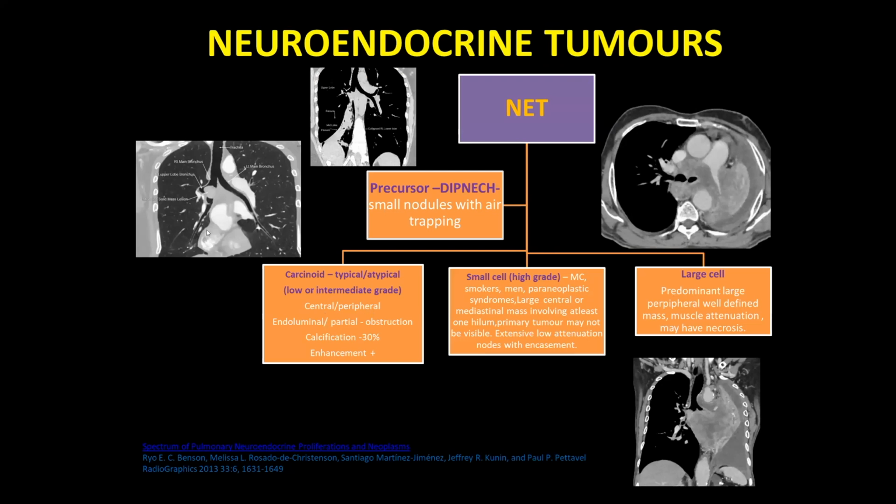Carcinoid, you all know. Here you can see it's a female patient, I think 35 years old, with a well-defined endobronchial lesion which shows avid enhancement, and then you can see distal atelectasis. It may have calcification in a third of the patients. That is a typical carcinoid. Atypical is slightly larger and in a slightly older age group. And in neuroendocrine tumors, the one with the worst prognosis is small cell carcinoma.